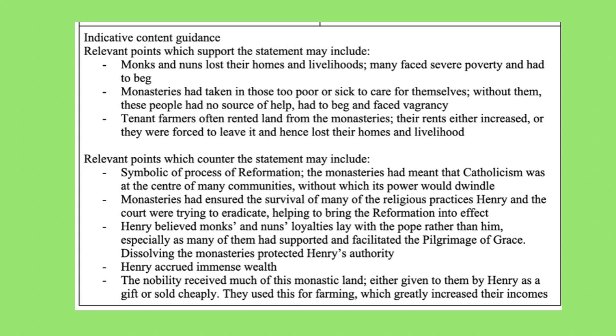Now, it's a good idea to use the point, evidence, explain structure. So, for example, you could make the point that monks and nuns were often impoverished by the dissolution of the monasteries. Your evidence could be that they lost their homes and their livelihoods. And then to explain that and link it back to the question, you could say that this meant that many of them faced severe poverty, vagrancy, and were forced to beg.